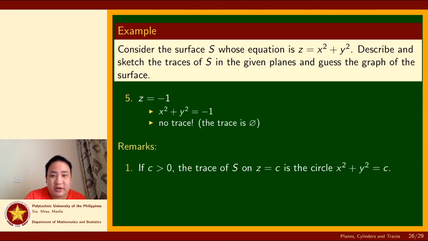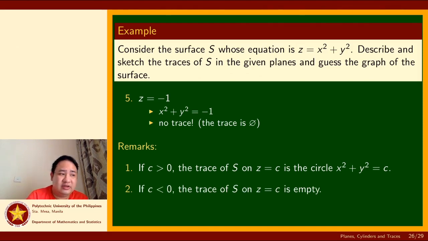So we have some remarks. In fact, if c is greater than 0, the trace of S on z equals c, which is the plane c units above the xy plane, is actually the circle with radius square root of c, centered at (0, 0). If c is negative, our trace is empty. Meaning to say, the surface will not go below the xy plane. The minimum is at the xy plane and it is tangent there. Remember, its trace in the xy plane is just a single point. Can you imagine that?